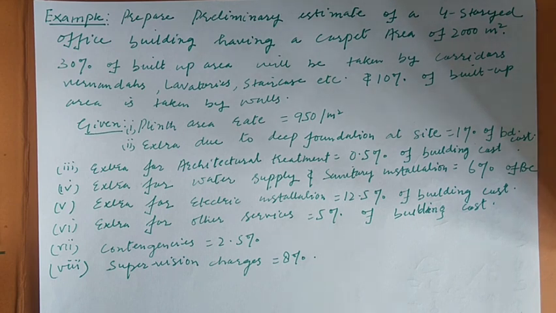One thing we need to remember here is that the contingencies and the supervision charges are not calculated from the building cost, but they are calculated from the total cost of the building. Now in this question we are given the plinth area rate, but we are not given the plinth area, the built up area. The first aim is to find the plinth area, then we will multiply the plinth area by the plinth area rate and we will get the building cost, and we will calculate all the other charges which are given in the question, and we will get the total cost. Then the contingencies and the supervision charges will be calculated, and we will get the grand total of our building. So the first thing here is to find out the plinth area of the building.